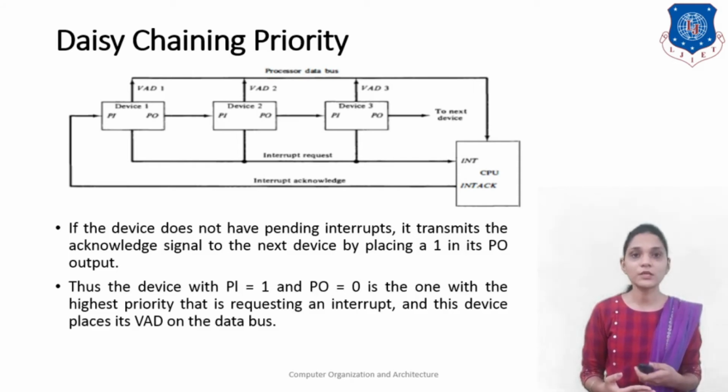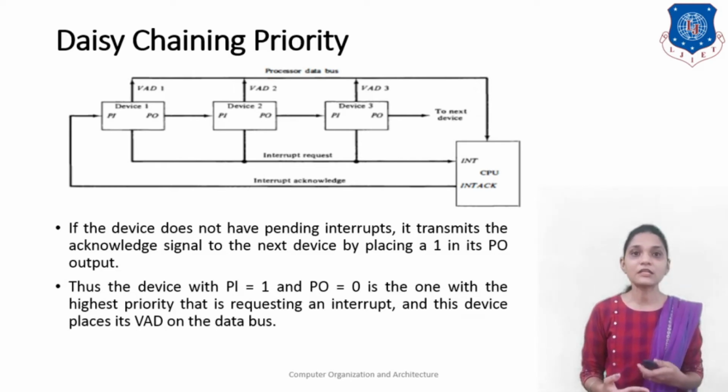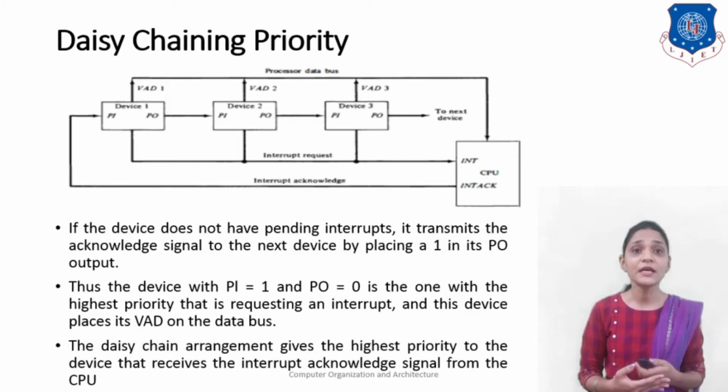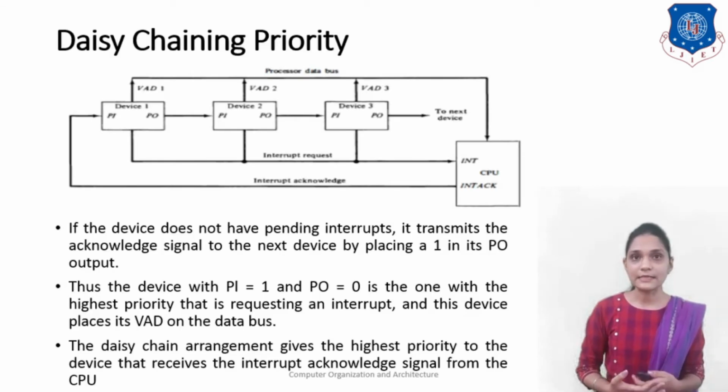Thus, the device with PI equal to 1 and PO equal to 0 is the one with the highest priority that is requesting the interrupt, and this device places the VAD, or vector address, on the data bus. The daisy chain arrangement gives the highest priority to the device that receives the interrupt acknowledgement signal from the CPU. So this is the daisy chaining priority. By using this, you can prioritize your devices.